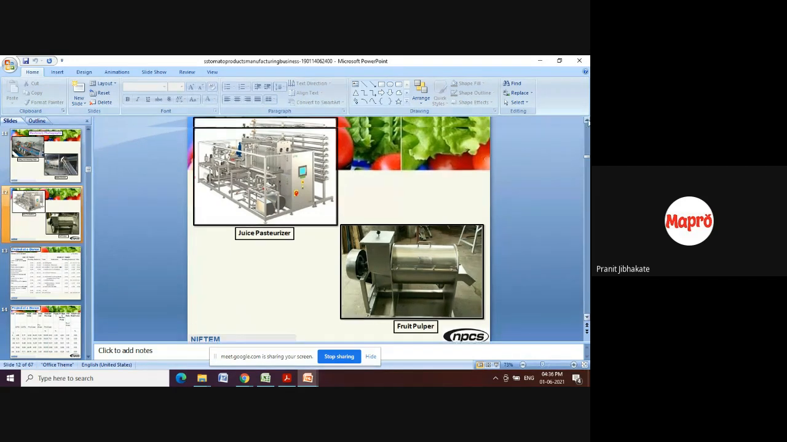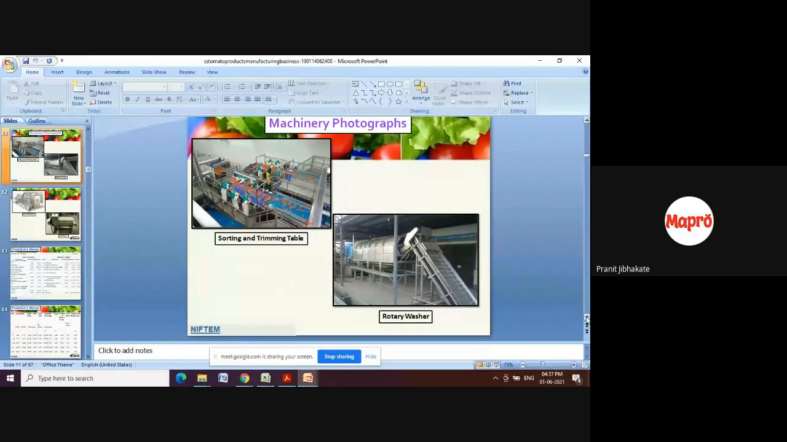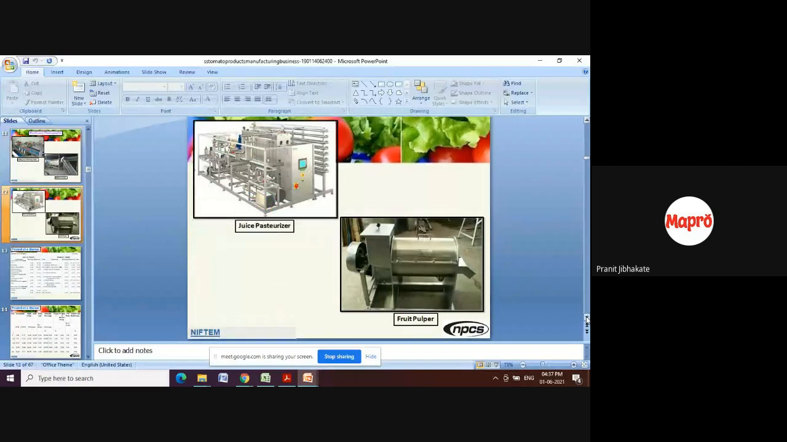Here you can see that. Like this, these people are standing down. This is the conveyor. So mangoes are passed through this. These people sort and cut the mangoes. Then it goes to the pulper. Pulping, then pasteurization.